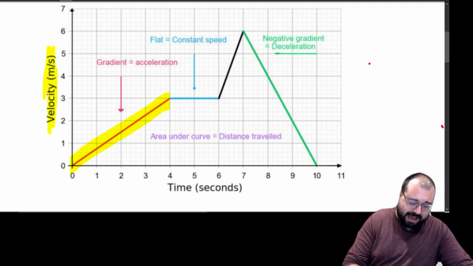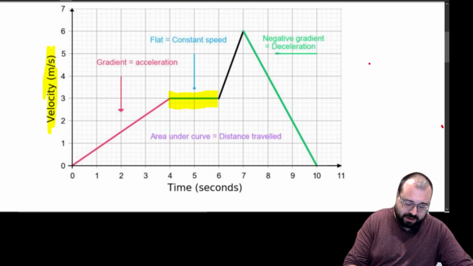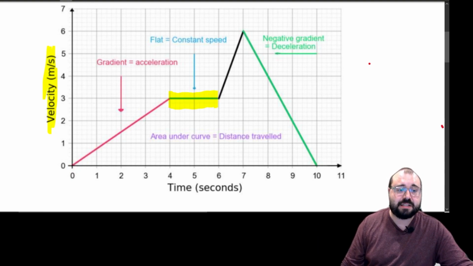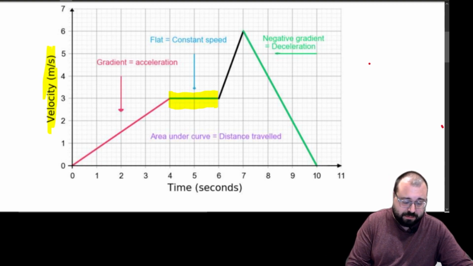So now let's look at the next section. So from here to here, what do you guys think is happening? Well, we're at a constant speed here. The velocity is 3 meters per second.